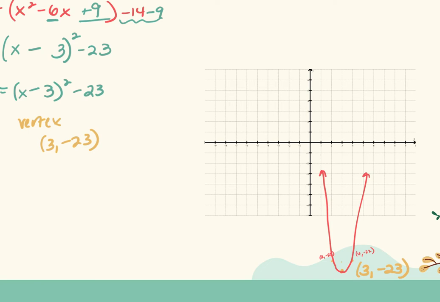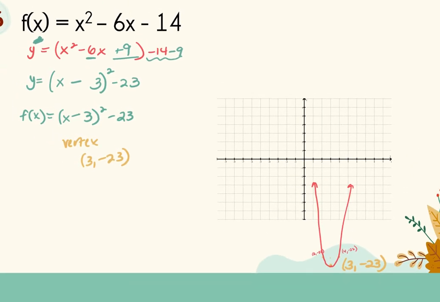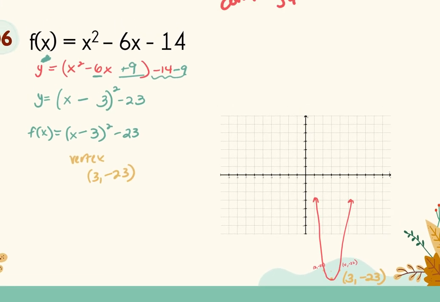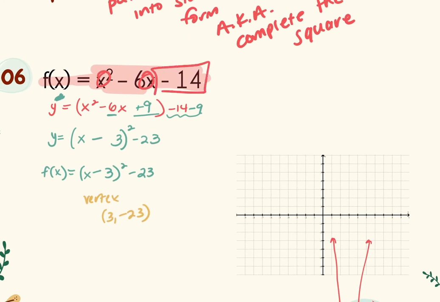I could have also used the x-intercepts or the y-intercept. If I used the x-intercept, I would have made f of x 0, which we'll do in a little bit when it asks you. To find the y-intercept, I would go back to the original quadratic form because it is way easier to zero these out and get the y would be negative 14.